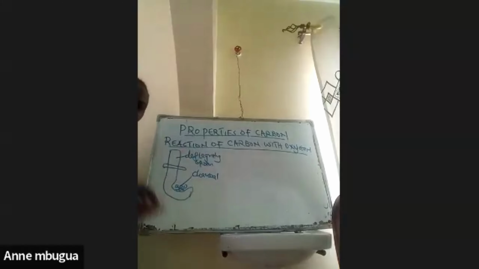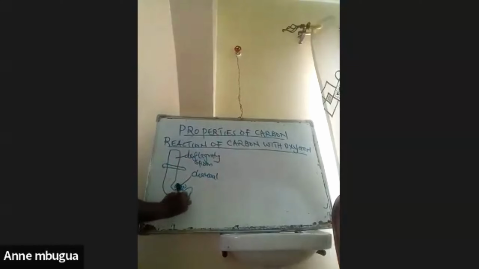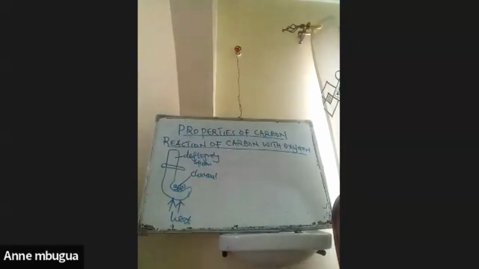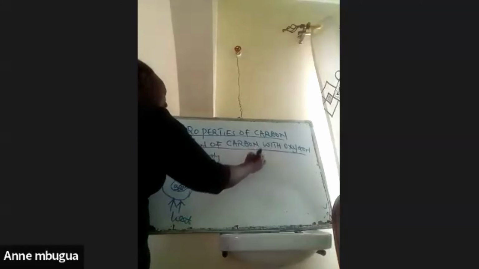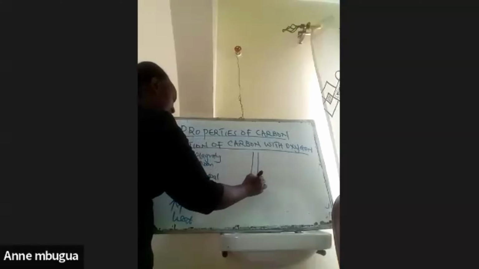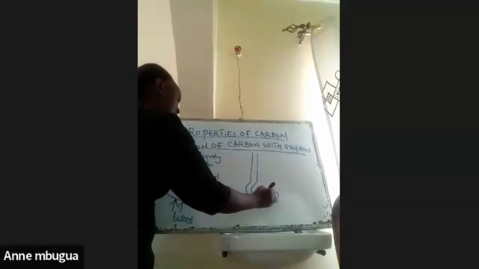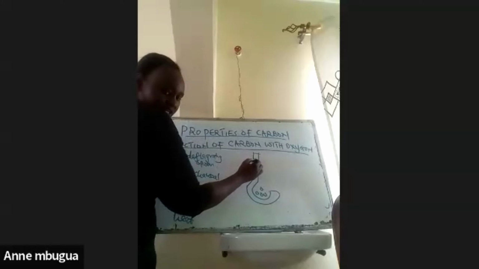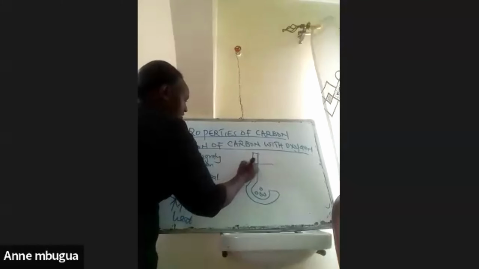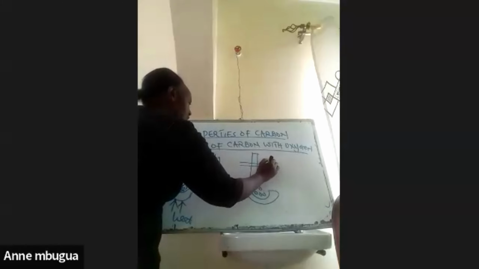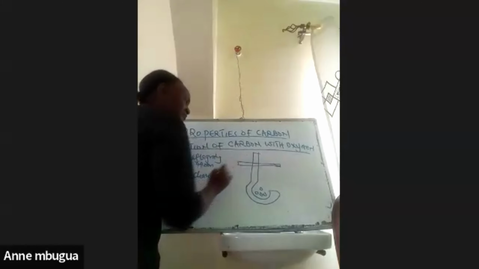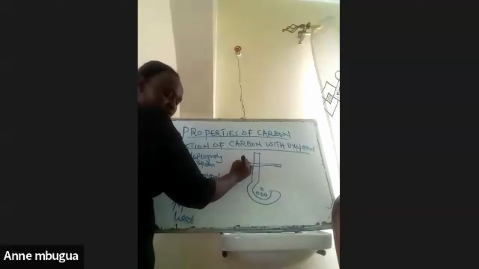You have animal charcoal, you have wood charcoal. You've seen how they can be prepared. And this charcoal is being heated. After this charcoal has been heated, it is transferred into a gas jar, and this gas jar is full of oxygen.